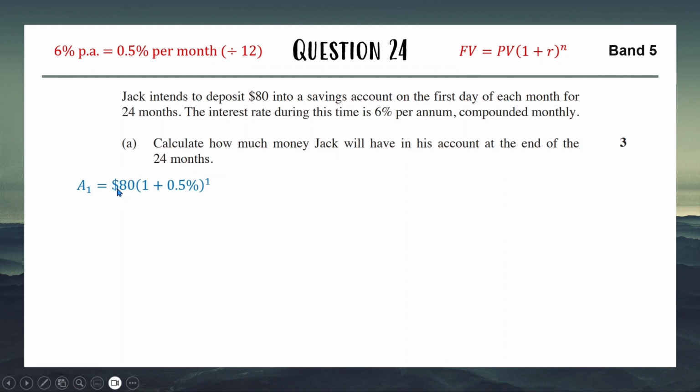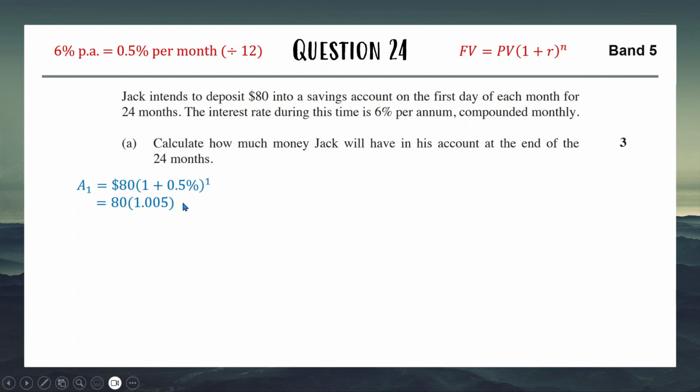the $80 that we put in at the start. We then have the 1 plus 0.5% for our 1 plus R, and our power of n, this is just working over 1 month, so we have a power of 1. Okay, let's simplify the inside a little bit. 1 plus 0.5%, we can write that as 1.005, and here is the amount owing at the end of the first month.